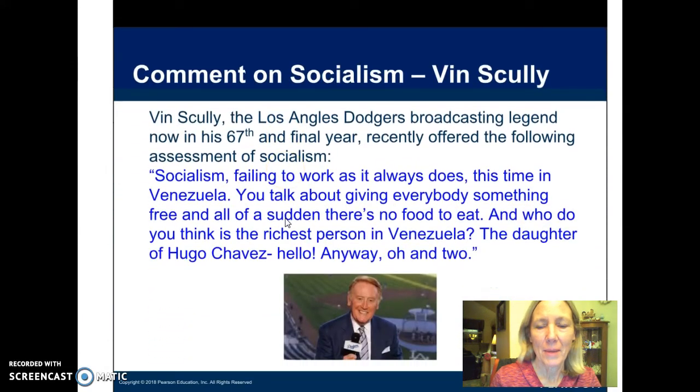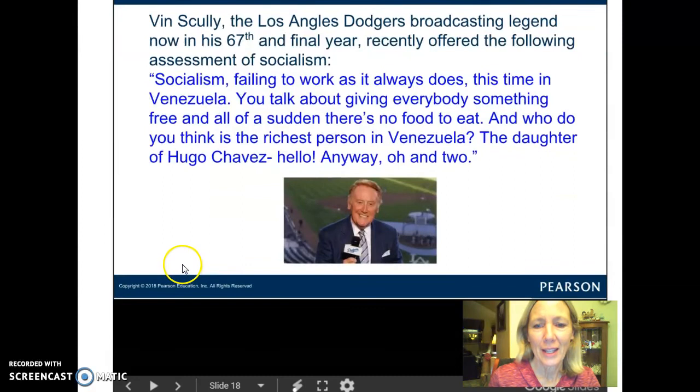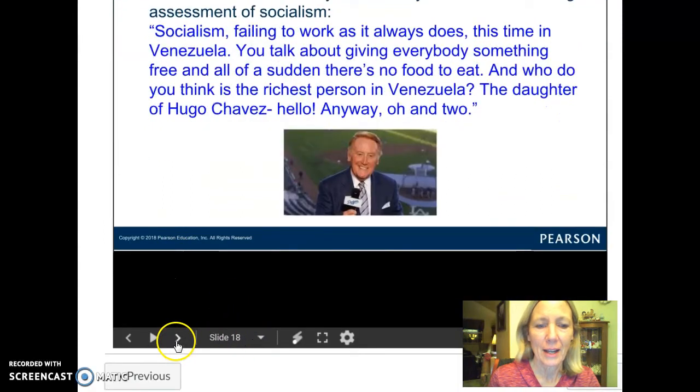This one is a comment that your book came up with, and I thought it was kind of interesting. Definitely new for the edition of the book. It says, Vin Scully, the Los Angeles Dodgers broadcasting legend, now in his 67th and final year, recently offered the following assessment of socialism. Socialism, failing to work as it always does, this time in Venezuela. You talk about giving everybody something free, and all of a sudden there's no food to eat. And who do you think is the richest person in Venezuela? The daughter of Hugo Chavez. Anyway, I think that's kind of interesting because Venezuela's in the news right now, if you watch the news.